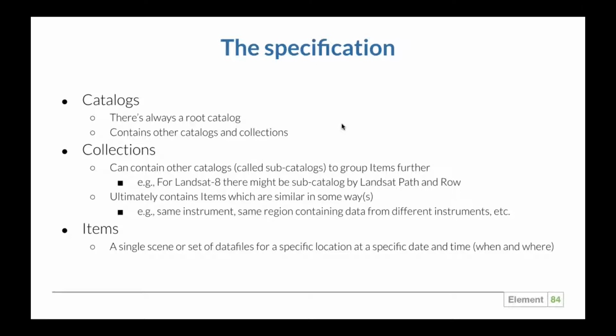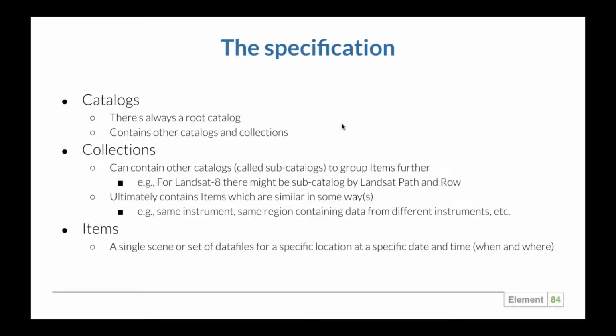An item has assets, and these are the actual data files. Maybe they're not files, maybe it's some sort of API call, but it's the underlying data. In traditional EO parlance, an item would be a Landsat scene, and a collection would be all of Landsat.